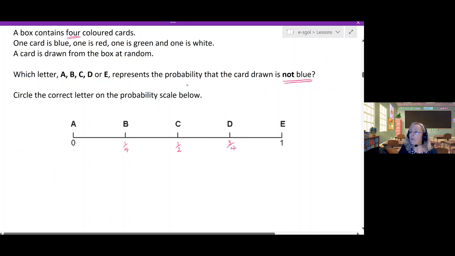So it wants the probability that the card drawn is not blue. We've got 4 cards and 3 of them are not blue. So it's 3 out of 4, which we can write as 3/4. So 3/4 of them are not blue. Circle the correct letter on the probability scale. Well, I can see that it must be D here for the letter that represents the probability of that card not being blue.